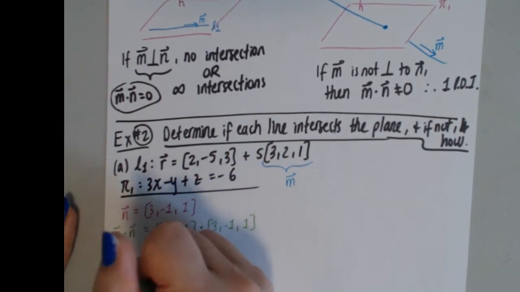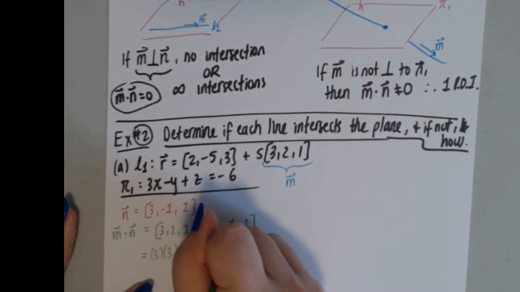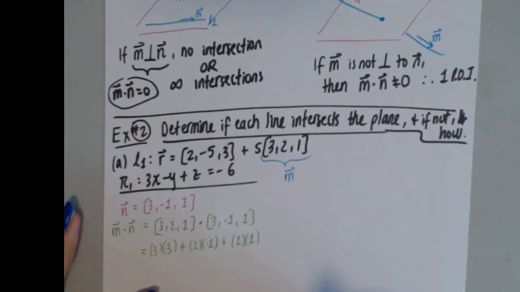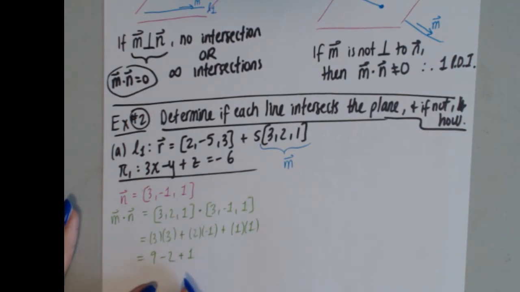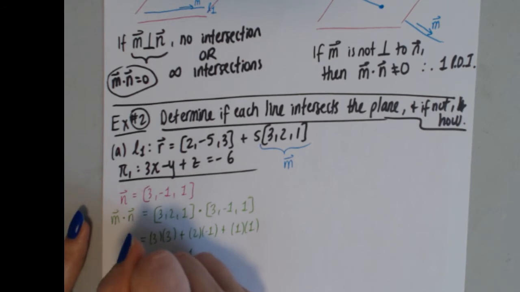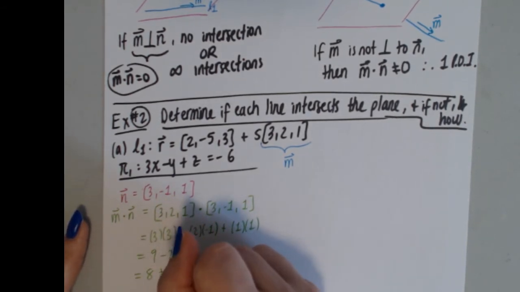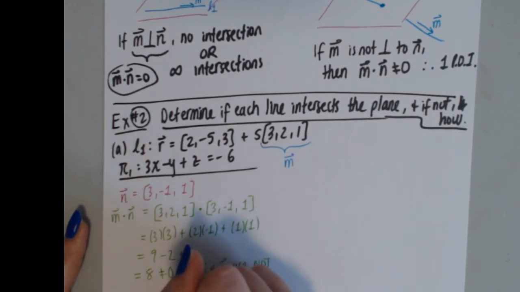Okay, so you know how to do dot product at this point. Take the sum of the products of each dimension. So we're going to have 3 times 3 plus 2 times negative 1 plus 1 times 1. 3 times 3 is 9, and then we have minus 2 plus 1. Negative 2 and 1 makes negative 1. 9 minus 1 is 8. Regardless, that does not equal 0. Therefore, m and n are not perpendicular.